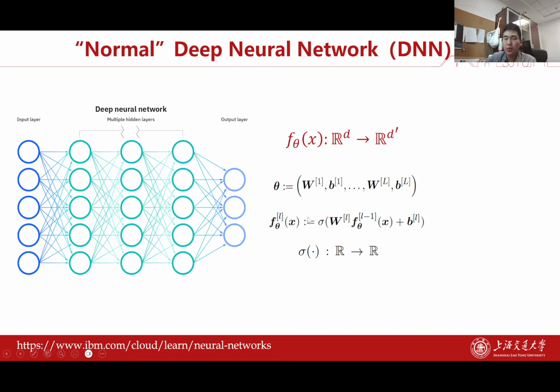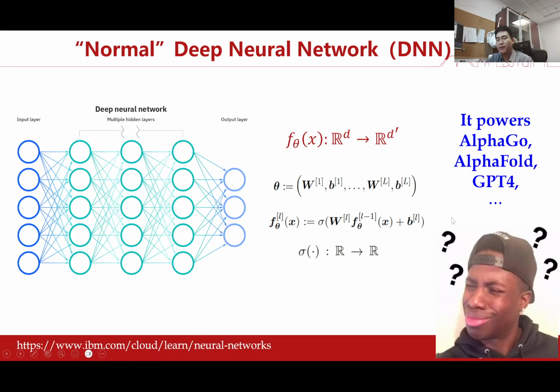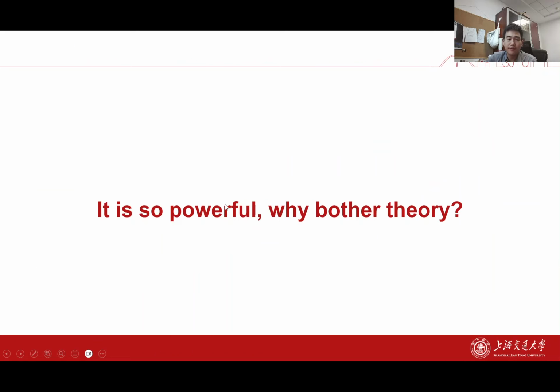But this normal neural network can power many amazing applications such as AlphaGo, AlphaFold, GPT-4, and so on. The only difference is we may change the form of the weights or have some different specific settings. This looks like such a simple neural network, but it can do so many amazing things. It makes us feel very strange. How do we understand this? They are so powerful that many people argue that we may not need any theory. It's so powerful, so why bother studying theory?